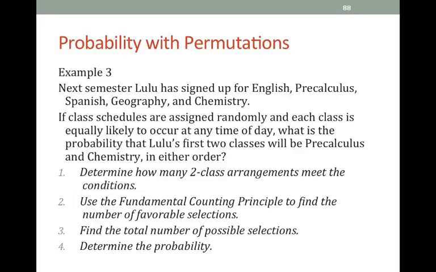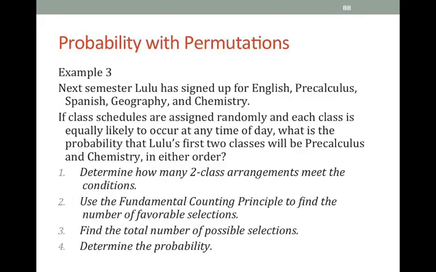Okay, so we're doing a probability problem now. I think before we just did some counting, but now we're actually going to calculate probabilities here. So how many 2-class arrangements meet these conditions? That's the first thing you need to do. And then use the fundamental counting principle to find the number of favorable selections. So we'll start with arranging the pre-calc and chemistry, and then we'll figure out the rest. And then finally, we've got to figure out all possible combinations to get the probability.